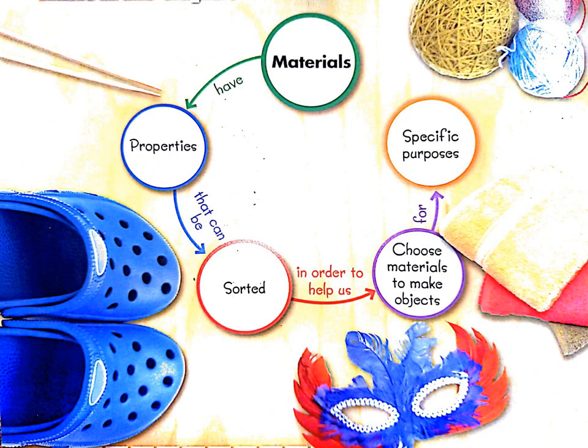We are going to study the materials which have different properties that can be sorted. You remember the sorting? I can put them into groups so I can choose the materials to make the objects for a specific purpose. And the purpose means reason. Okay? So the materials have properties that can be sorted. I can put them in groups in order to help us choose the materials to make the object. I can look at the properties and choose which one is perfect for this job. Okay?